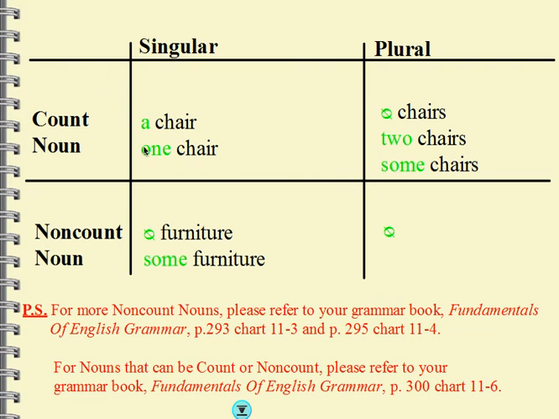So, when I have a count noun in the singular, I can use the article a, a chair, or 1 chair, and in the plural, no article is used, like chairs, or 2 chairs, or some chairs. And when I have a non-count noun, no article is used, like furniture, or I can say some furniture. Remember, the non-count noun does not have a plural form.